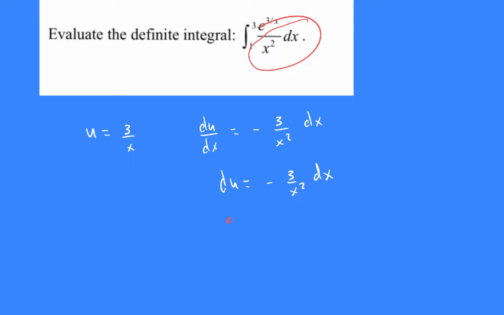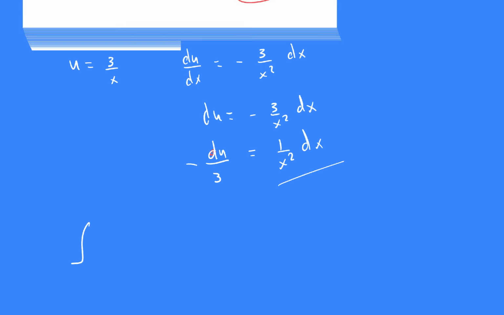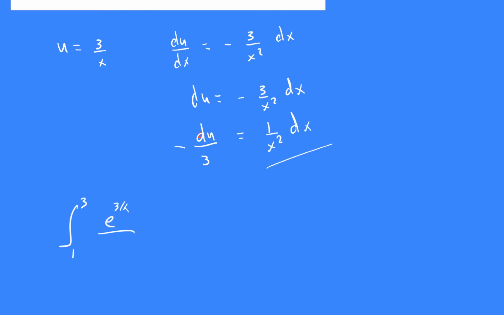So du divided by 3 with the minus sign is 1 divided by x squared dx. So this factor, 1 divided by x squared dx, is sitting right in front of you. So the definite integral from 1 to 3 of the function e to the 3 divided by x, divided by x squared dx, will be equal to the integral from x equal 1 to x equal 3 of e to the u, and now 1 divided by x squared dx is minus du divided by 3.